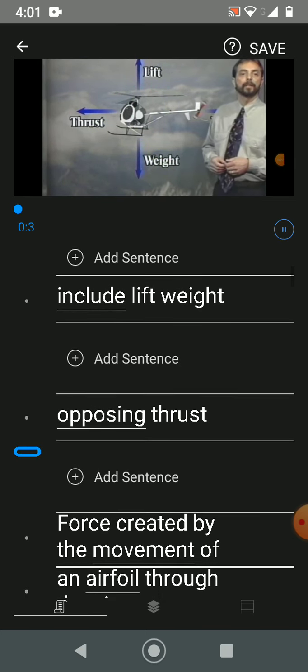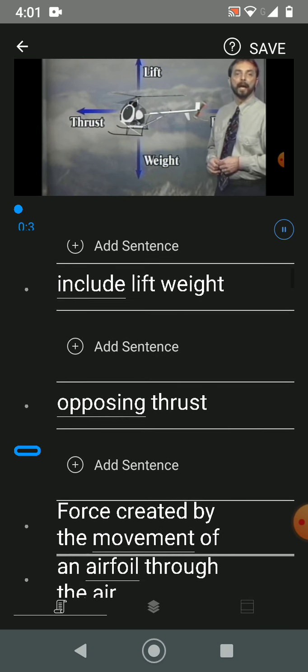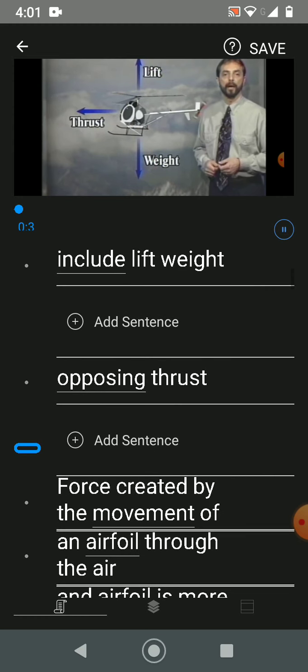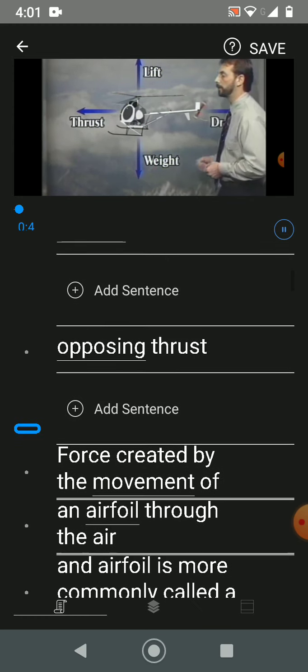When the aircraft is in straight and level flight, at a constant airspeed, lift equals weight and thrust equals drag. Let's look at each force separately.